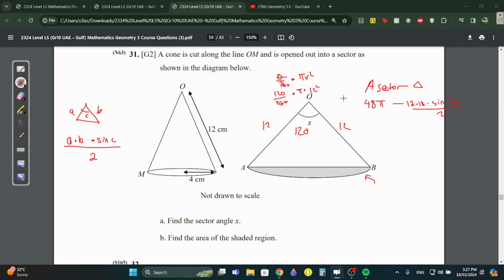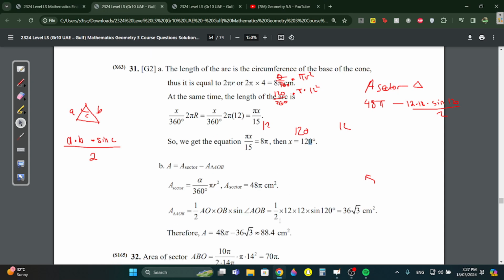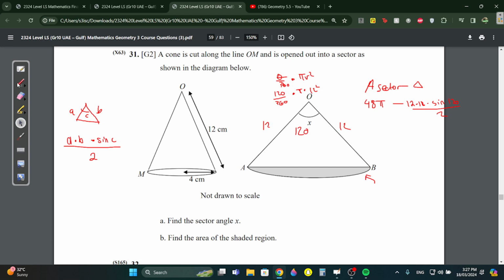Let me do this on a calculator. Sine 120. Hold up, give me a sec. Sine 120 over 2, I get 88.44. Let me check, is that correct? Yeah, 88.4. So it's going to be 88.4 centimeters squared. That's how you solve this one.